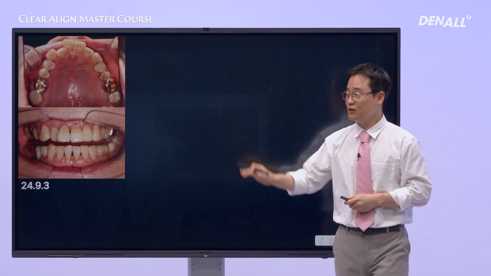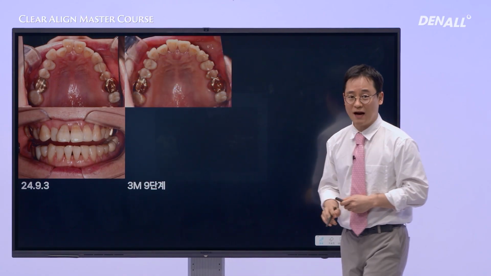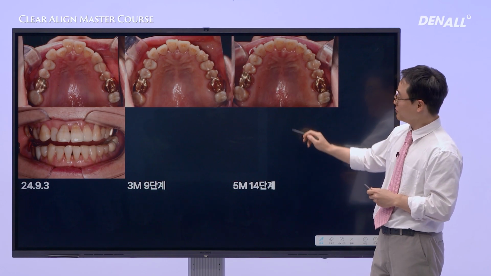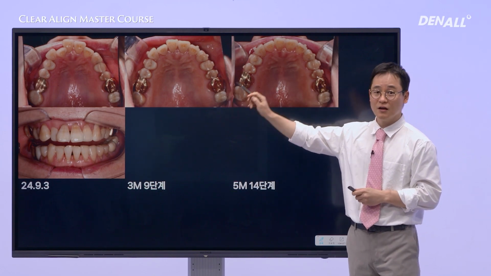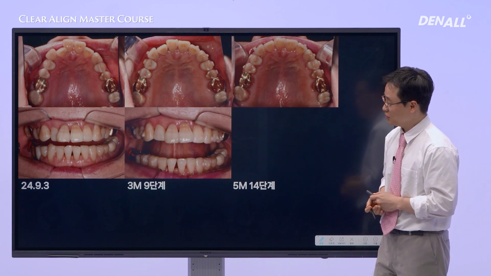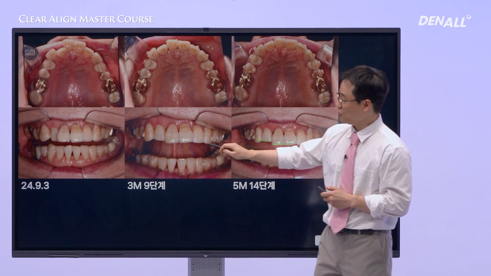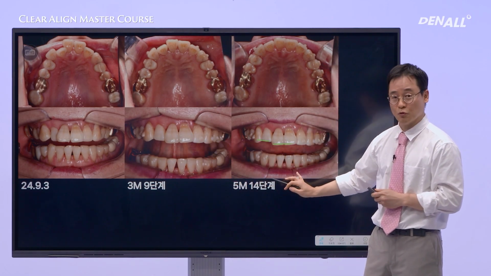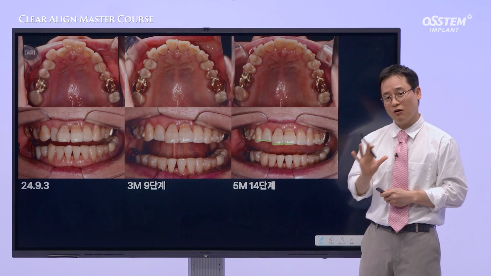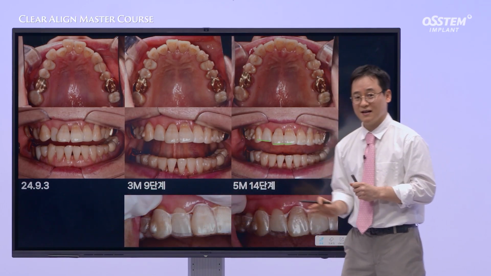As you can see here, number 12 tooth was lingually displaced, but after 5 months of treatment, it moved outward nicely. The alignment improved significantly. However, when you look at the vertical position, the vertical discrepancy between teeth actually became worse. As treatment progresses, after 3 or 5 months, you may begin to notice areas where the aligners don't fit properly.